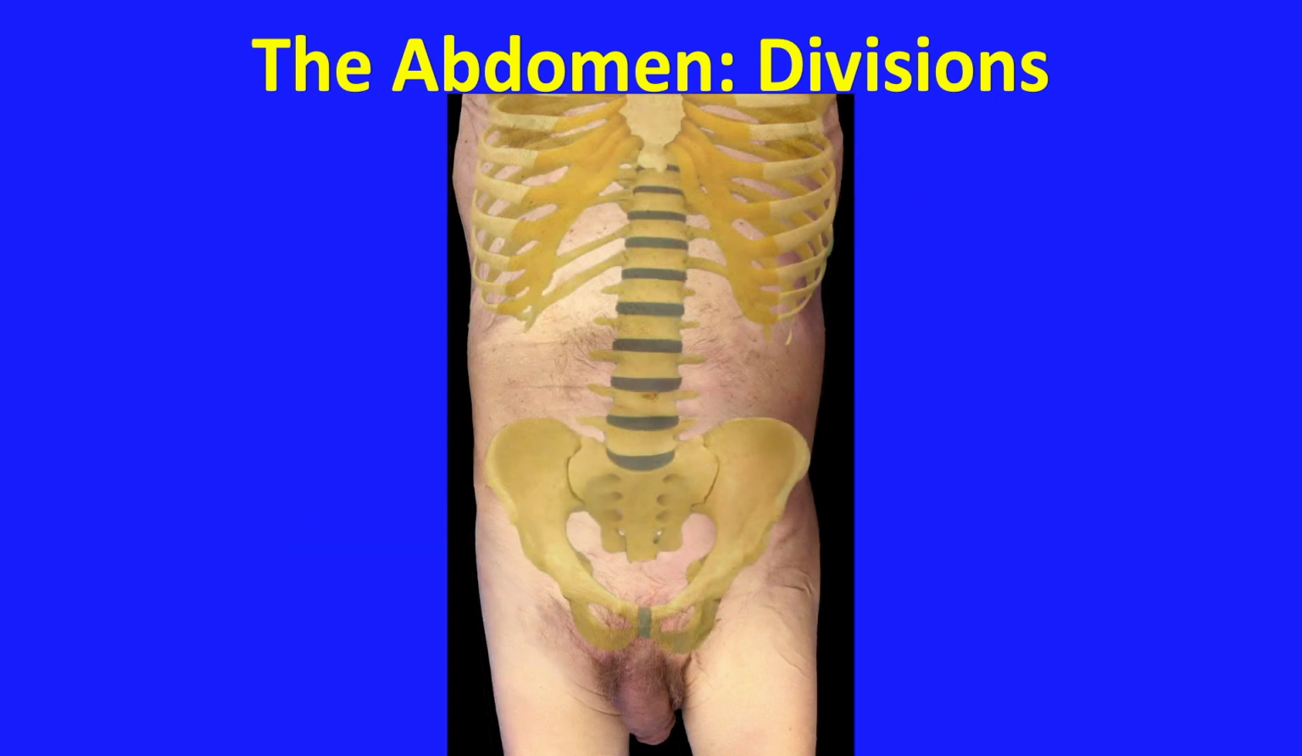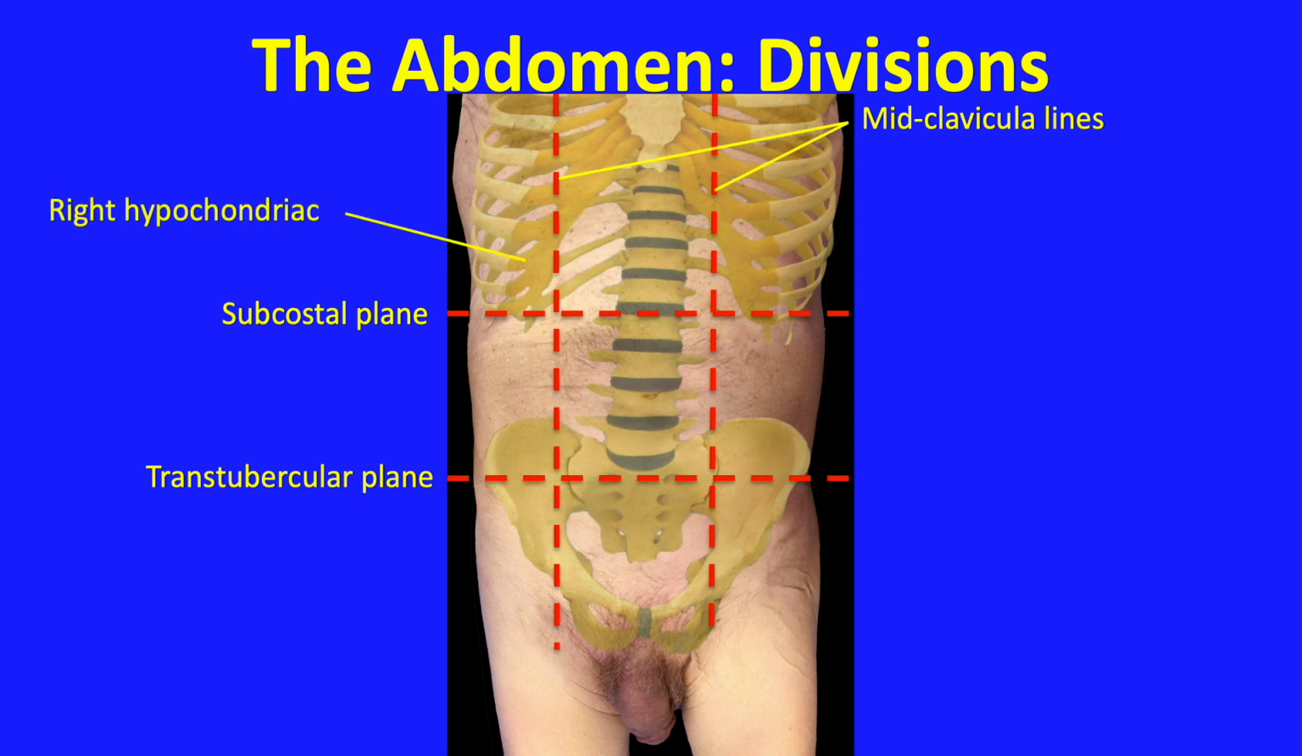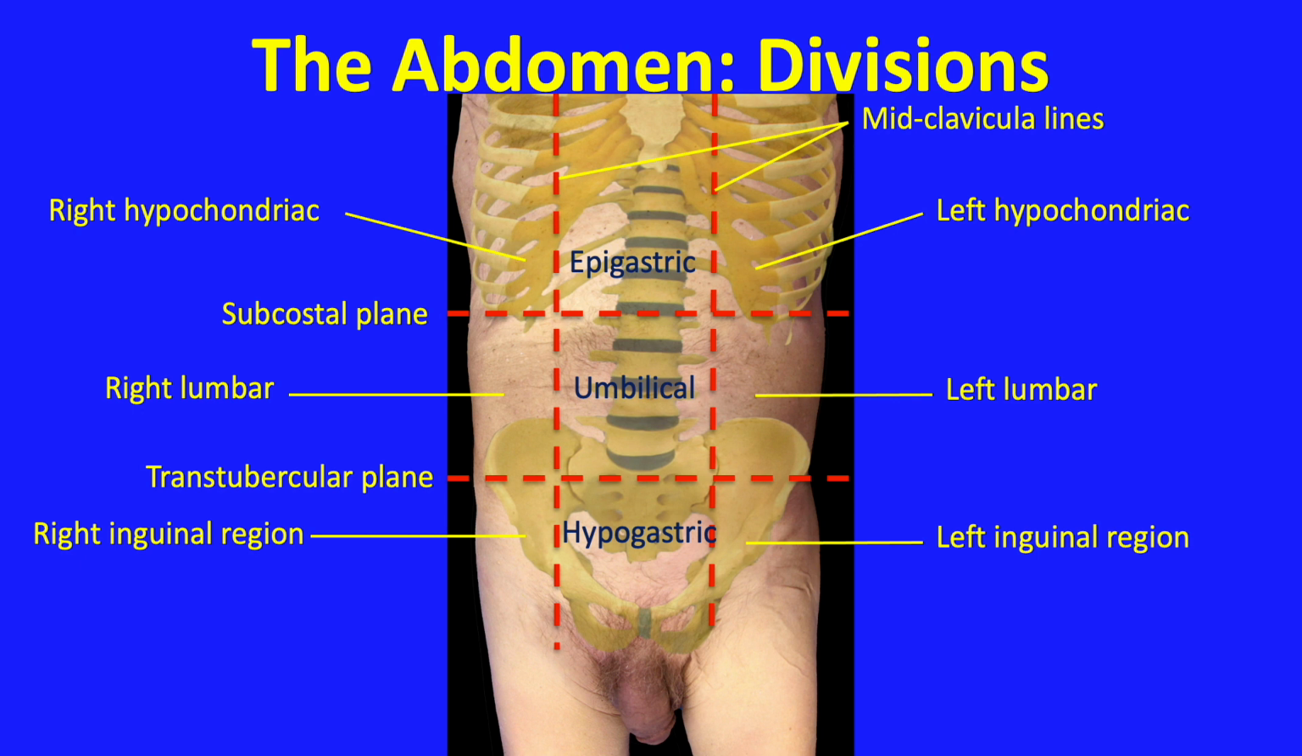It is also possible to subdivide the anterior abdominal wall using an imaginary plane at the subcostal plane, the transtubercular plane, and 2 midclavicular lines. These additional planes now render the anterior abdominal wall into 9 regions: the right hypochondriac, epigastric, left hypochondriac, right lumbar, umbilical, left lumbar, right inguinal region, hypogastric, and left inguinal region.